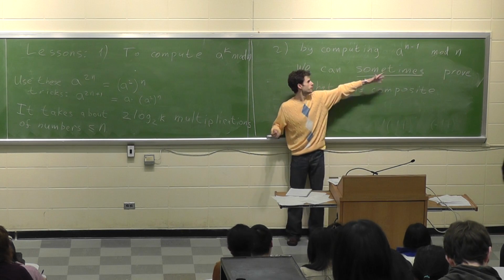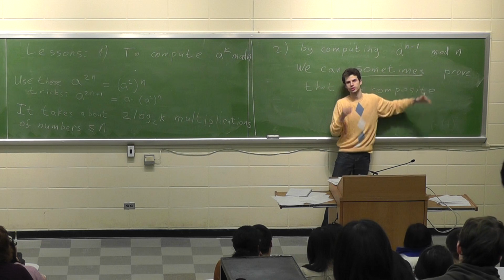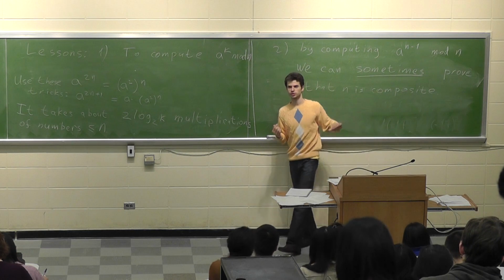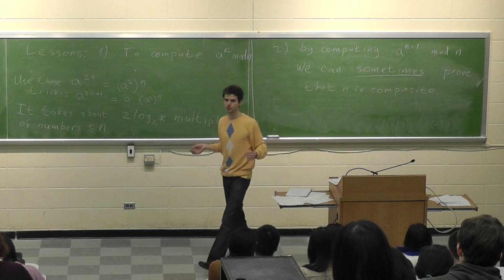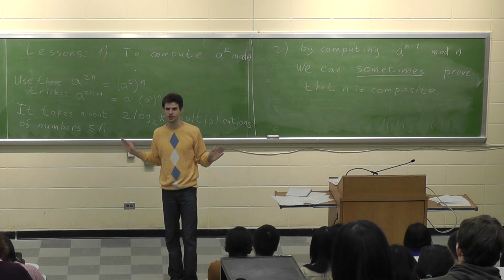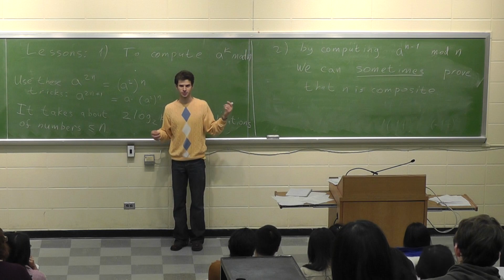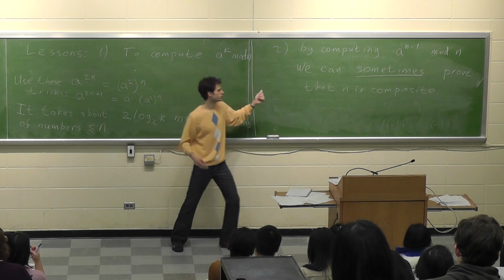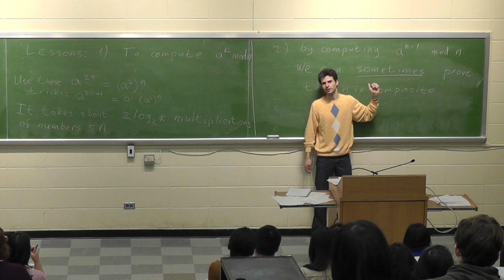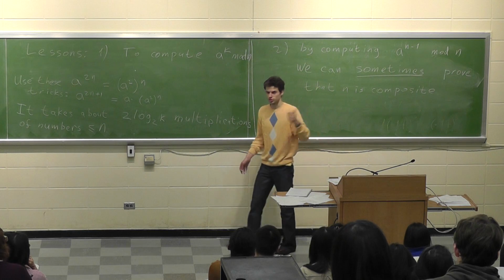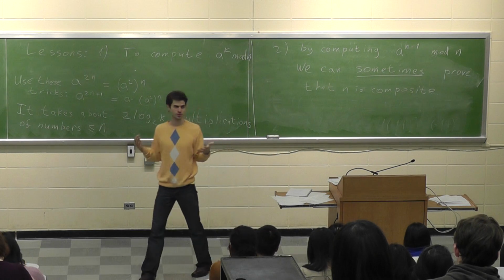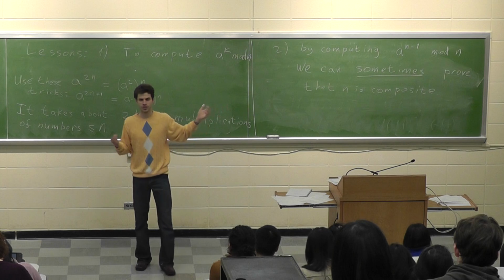So if the result of this computation is not equal to 1, then n is composite. If it happens to be 1, well, we can't conclude anything. It could be the case that n is prime, it could be the case that we just weren't lucky enough. We didn't choose a good enough a maybe. Or maybe the problem is too complicated. Maybe it happens that for all possible a's, we actually do get 1.